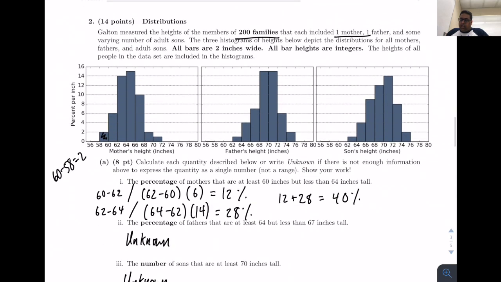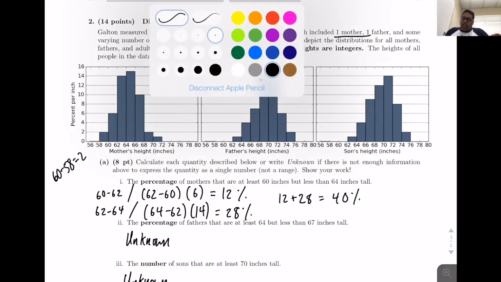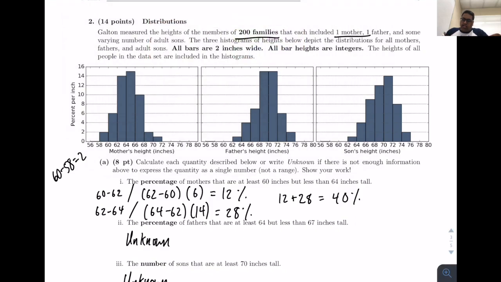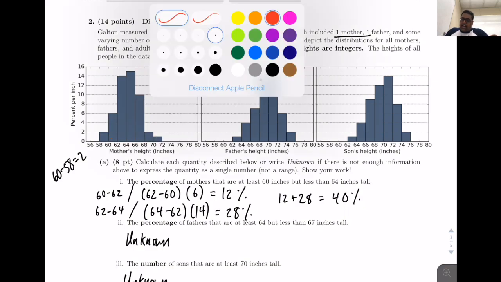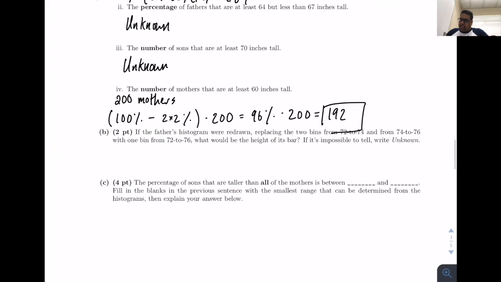So to clarify, what we did was we said, okay, all the mothers here have a value that is at least 60, except for this one bar over here. So we can just subtract their area from 100% because we know the sum of all the values will be 100%. Alternatively, if you really had extra time in the exam, you could find this area, this area, and so on, and find that area. But there's really no point because you'll find out that it adds up to 96%, which is what we found here.